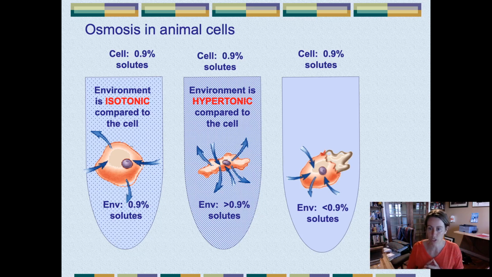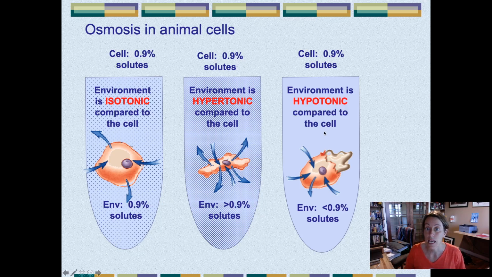It's not a good situation. So we have a sentence for this, and that is we say that the environment, the outside solution, is hypotonic compared to the cell. Hypo means less or under or fewer. So this sentence is saying the environment is less concentrated, hypotonic compared to the cell. The environment is 0.1, the cell is 0.9.